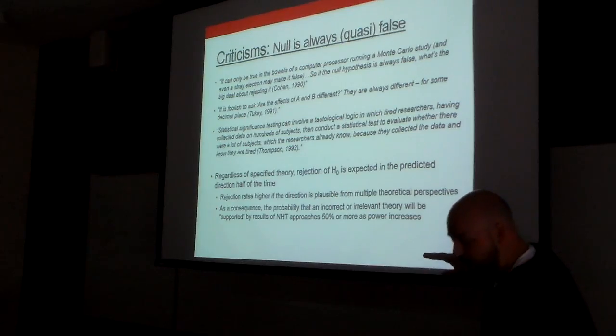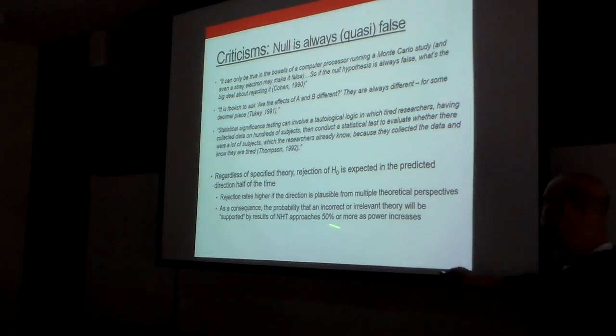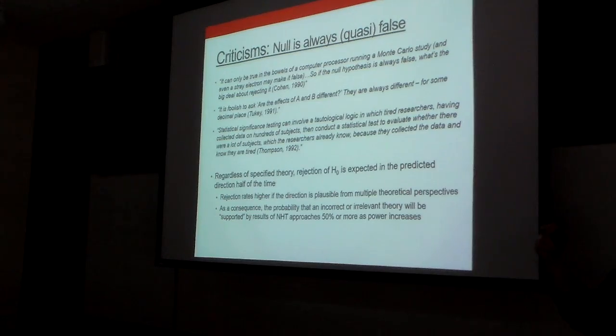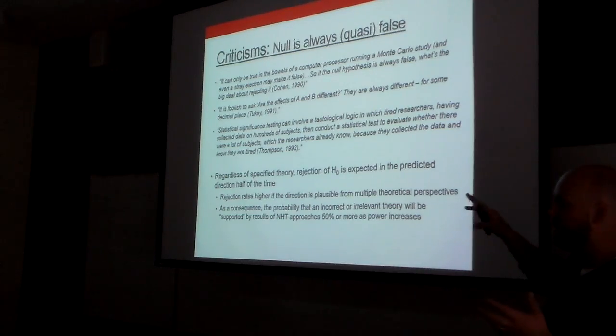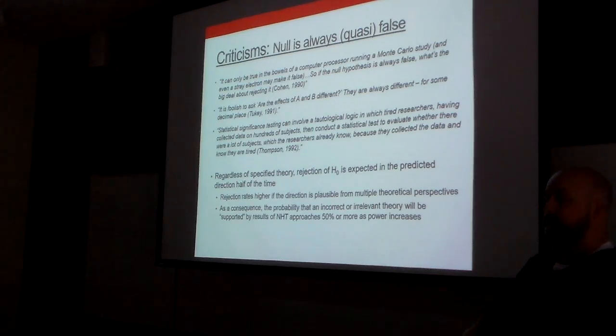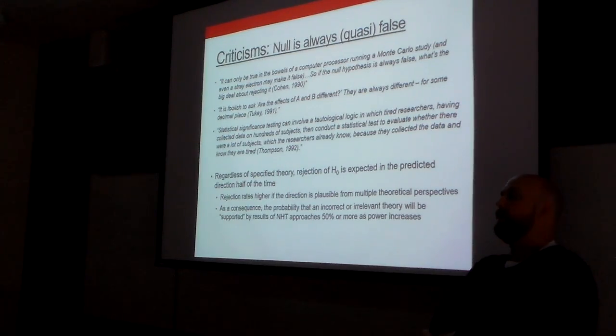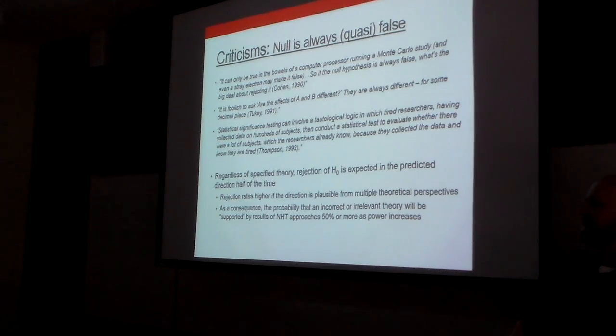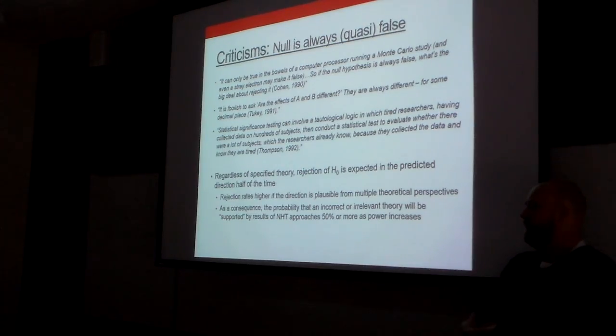And so, as a consequence, the probability that some incorrect or irrelevant theory is going to be supported in our null hypothesis test is about 50% or more as our power starts to increase. Right? People see this sort of argument for the null hypothesis is always false, right? And so basically what we're doing with our null hypothesis test is a check on if you've gotten enough participants. We're not actually looking at effects, it's a test of how many participants you've run, right? We're seeing how this is problematic from a whole systematic approach to science.